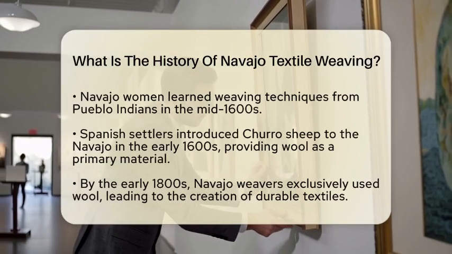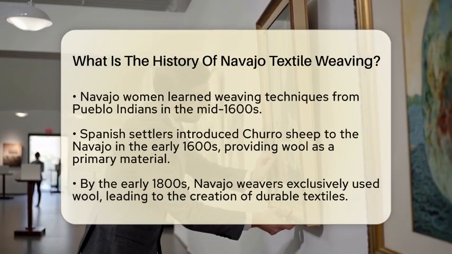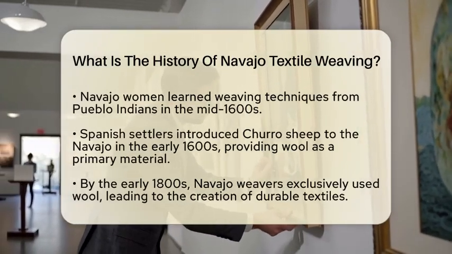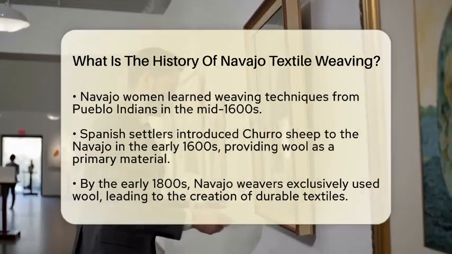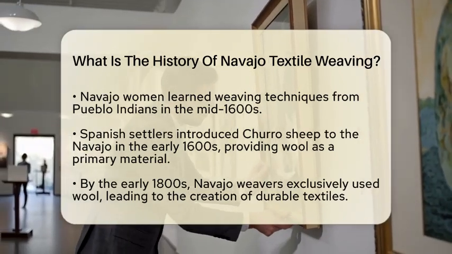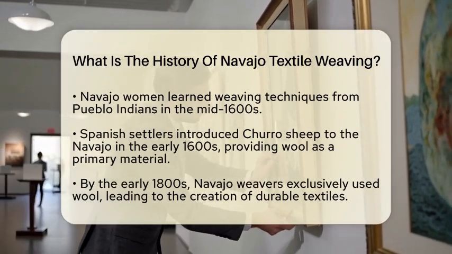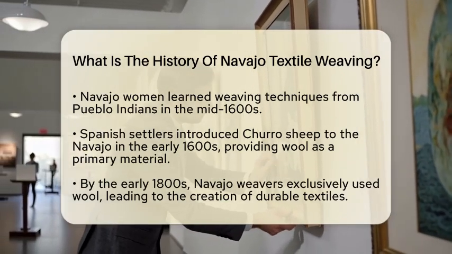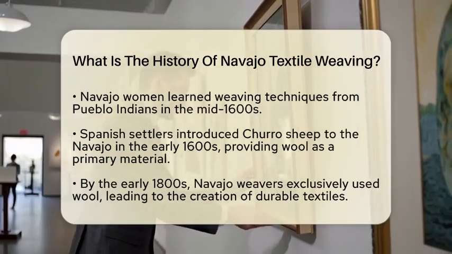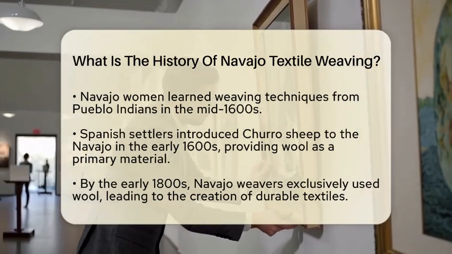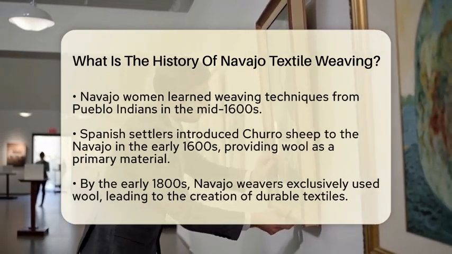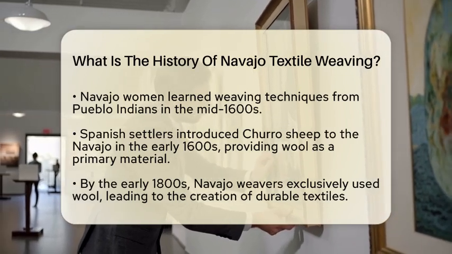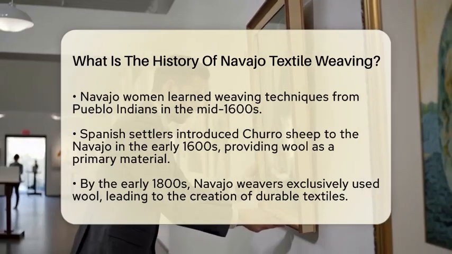The Navajo women learned the art of weaving in the mid-1600s from these Pueblo Indian neighbors. When Spanish settlers arrived in the early 1600s, they introduced the Navajo to churro sheep. The wool from these sheep became the main material for Navajo textiles. By the early 1800s, Navajo weavers were using wool exclusively. This shift allowed them to create durable and finely woven blankets and rugs that were highly valued in trade.